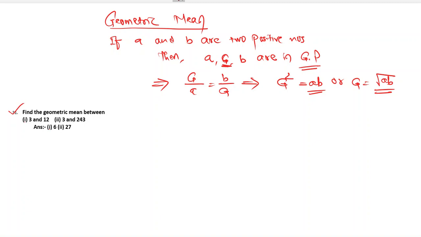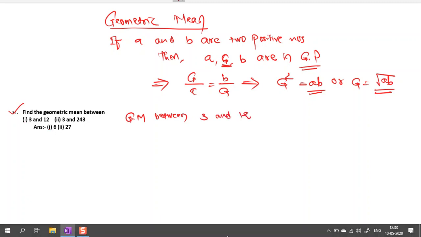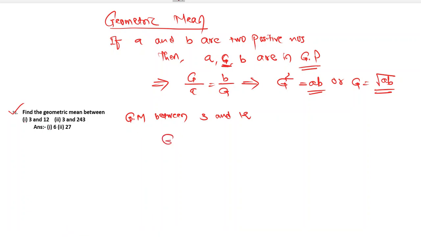Okay, find the geometric mean between 3 and 12. What is the geometric mean between 3 and 12? So what we have to find? Geometric mean. So G is equal to under root of AB. What is A? 3. What is B? 12. That is under root of 36, which is 6. Right? So number 1, geometric mean between 3 and 12 is 6.